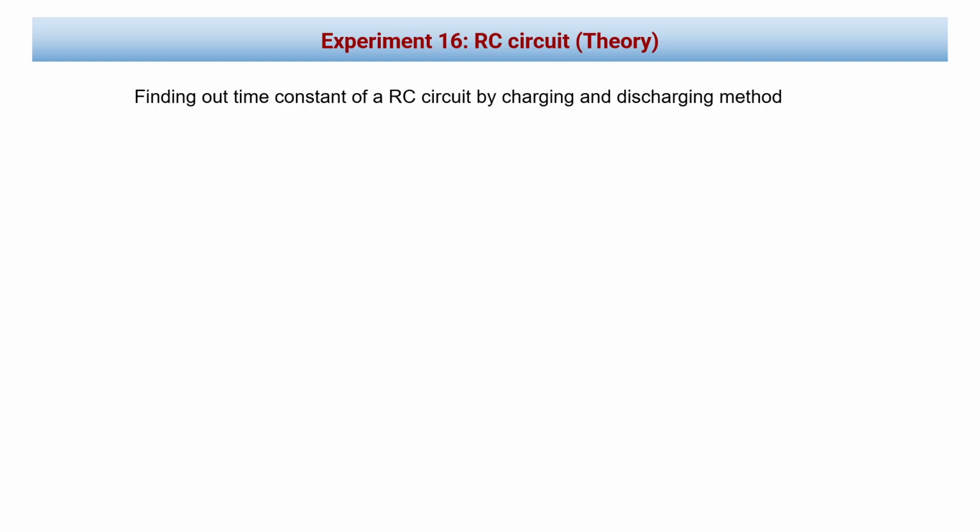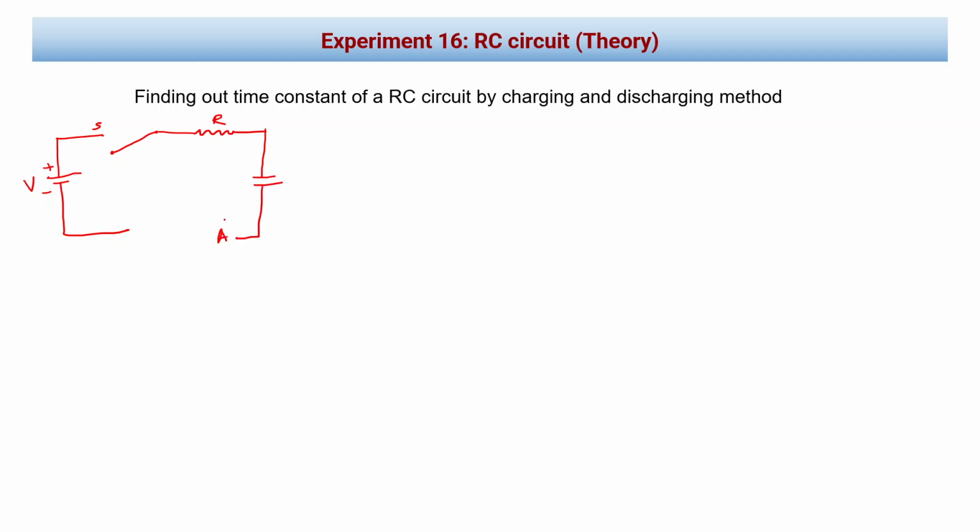If we have an RC circuit, let me draw it first. It will look something like this. There will be a voltage source, let's keep it a simple battery. This will be the positive terminal, this the negative terminal, and let's make a switch here. This is the resistor that we have connected in the circuit, denoted by R, and this is the capacitor.